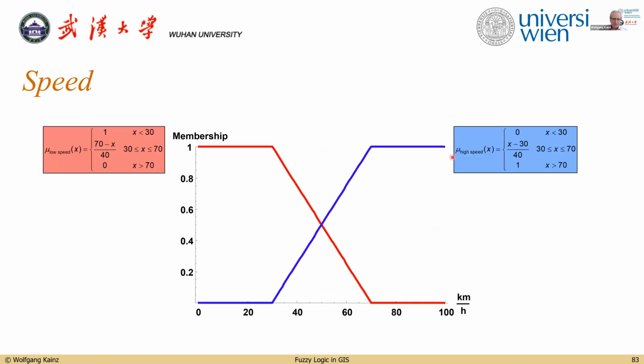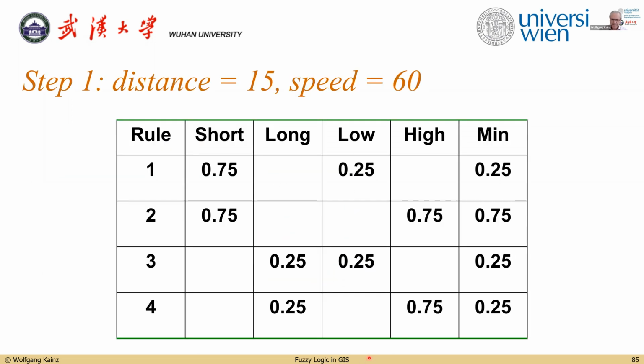So high speed with 60, high speed is the blue line, then we are somewhere here, giving us a membership value of 0.75. And again, the minimum of these two is 0.75.